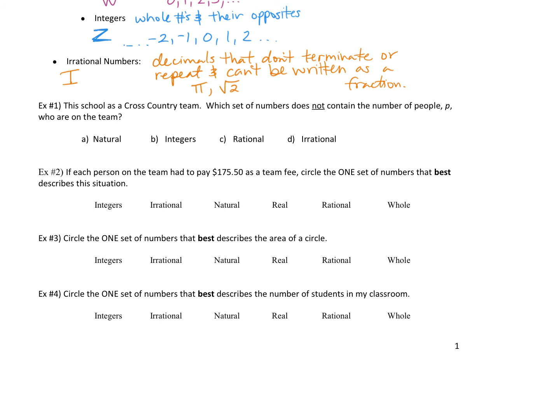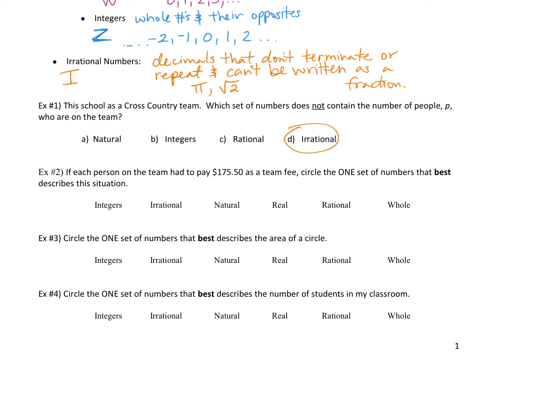Which one can't represent a number of people? Irrational, right? You can't have the square root of 2. You can't have a decimal, and irrational numbers will always be represented with decimals. So irrational will be that one.